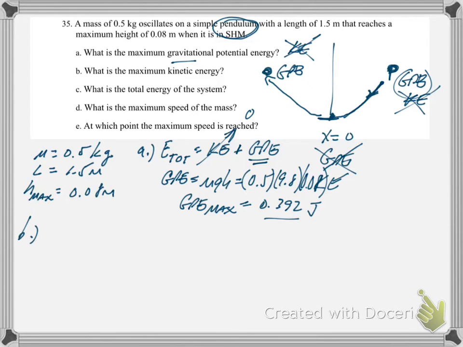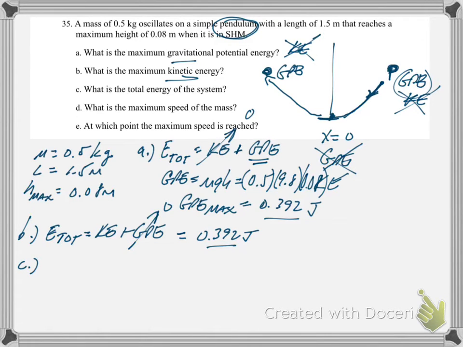B, what's the maximum kinetic energy? Well, we said the total energy is equal to KE plus GPE. And we said when there was no kinetic energy, that GPE equal to total energy. So when there's no GPE, that total energy is going to be all kinetic energy, which is 0.392 joules again.